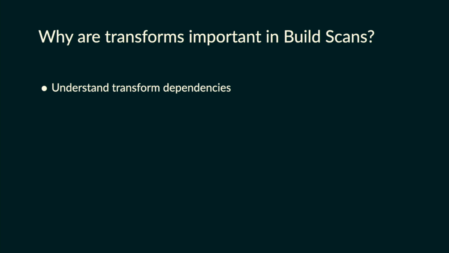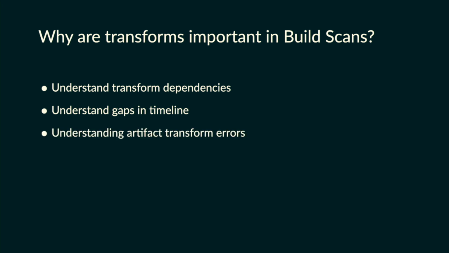So why is this important? This helps you understand transform dependencies, of course. It helps you understand gaps in the timeline view. In the build scan timeline view, there used to be all these gaps, and people were like, what's going on here? Now you know. It's artifact transforms. And it also helps you understand artifact transform errors, which were very hard to debug before.